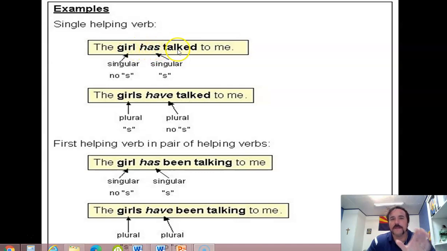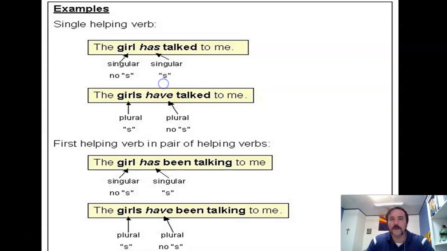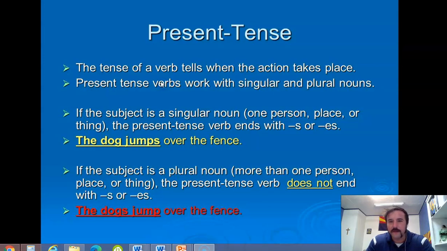The girl has talked to me, right? Here the girls is the subject, that's plural, right? More than one. So that has an S, and generally the verb, or in this case the helping verb, does not. That really is important because that's what we're going to talk about a lot here.